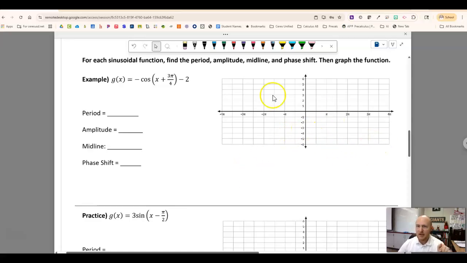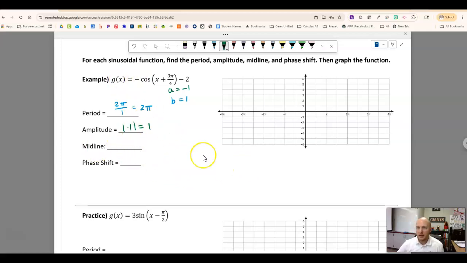This example is g of x equals negative cosine of x plus 3 pi over 4, minus 2. So the first thing we're going to do is identify these values that they're asking us for from this symbolic form. The first one is period. Period, remember, is always 2 pi divided by the absolute value of b, which in this case, our b value is 1. So nothing affecting our period yet. For amplitude, I have an a value that is negative 1. Amplitude is going to be the absolute value of that. So our amplitude is actually 1, but that negative will come into play.